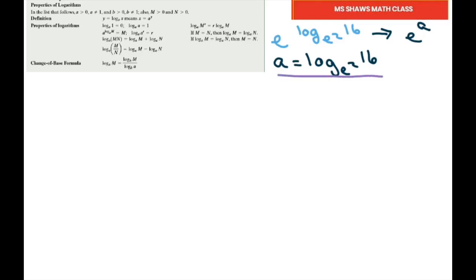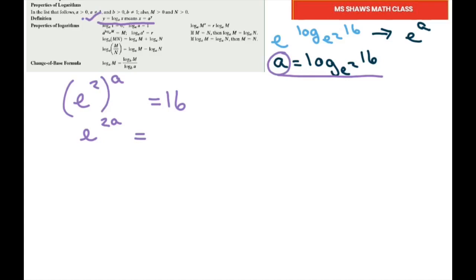Now to rewrite this, I'm going to use my definition of logs here. When you rewrite this, your base is e squared. So you write e squared. Your value is 16, and your power here is a. So you put the a there. So basically you have e to the 2a power equals 16. And I'm going to write this as 4 squared.